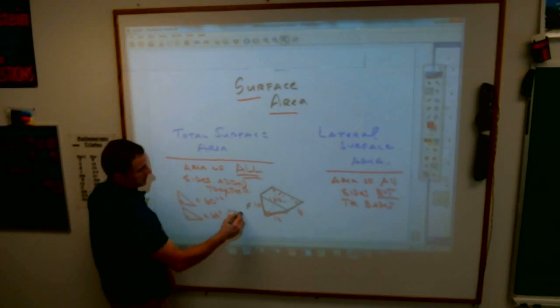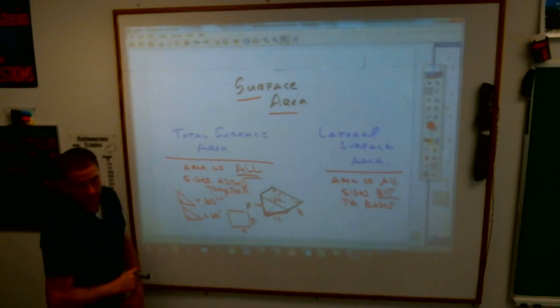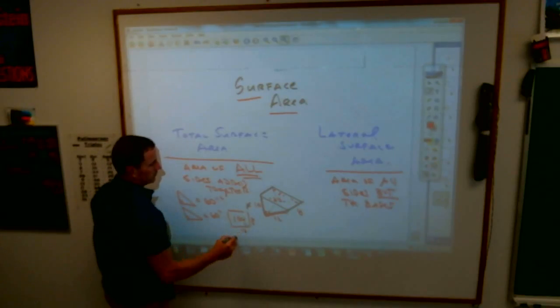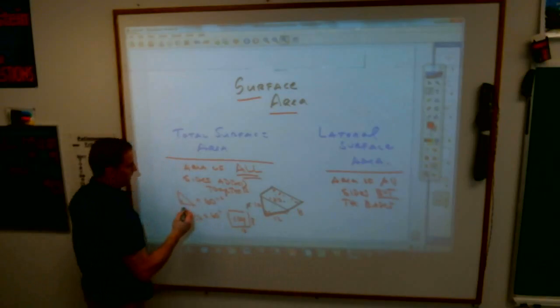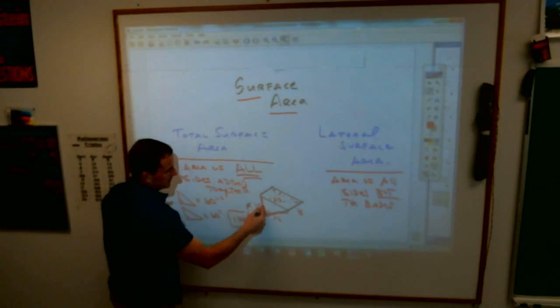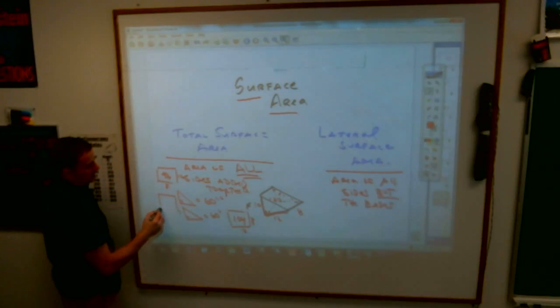Anybody 13 by 8 in your head? 104. What's the bottom rectangle? 12 by 8, correct? 12 times 8 is 96. And this left side rectangle is 10 by 8. Maybe somebody can do 10 by 8. Anybody? 80.